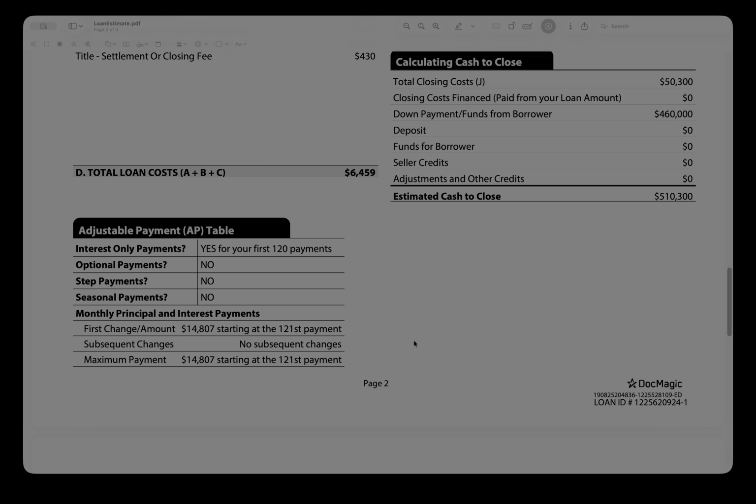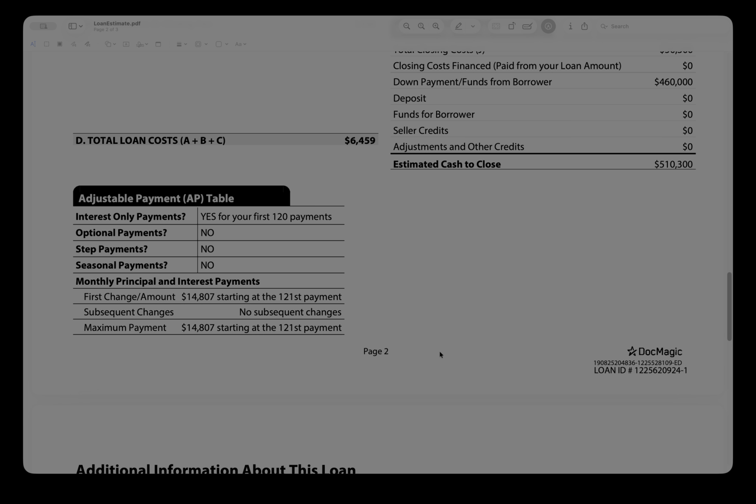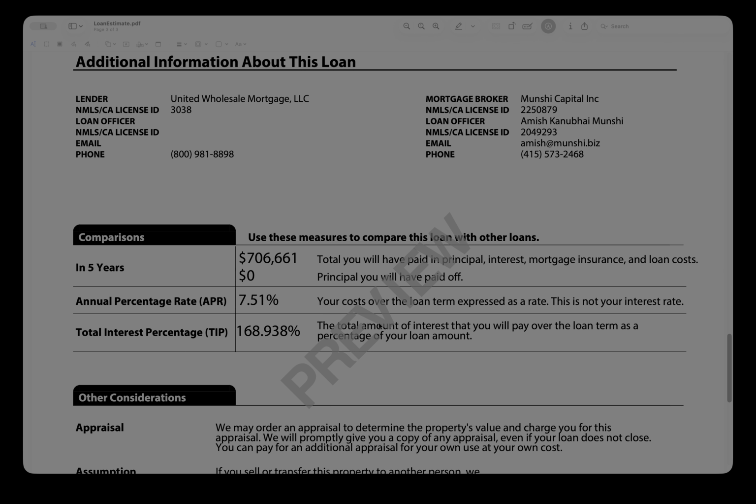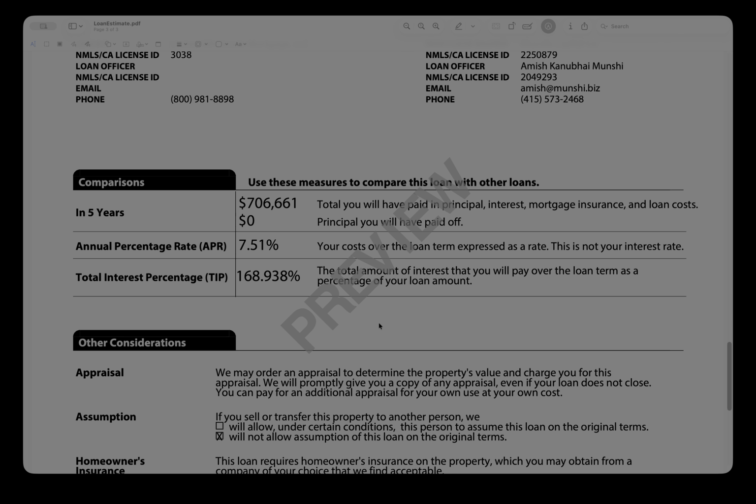A few more details about the loan, and then just a reality check saying, are you really doing this, right? Just disclosing, saying this is the reality you are getting into. In the first 5 years of the loan, you would have paid $706,000 in interest, and you would have paid no principal payment. Most of the time, this is not the case. It will be a 30-year fixed, so you would have paid some principal off in the first 5 years.